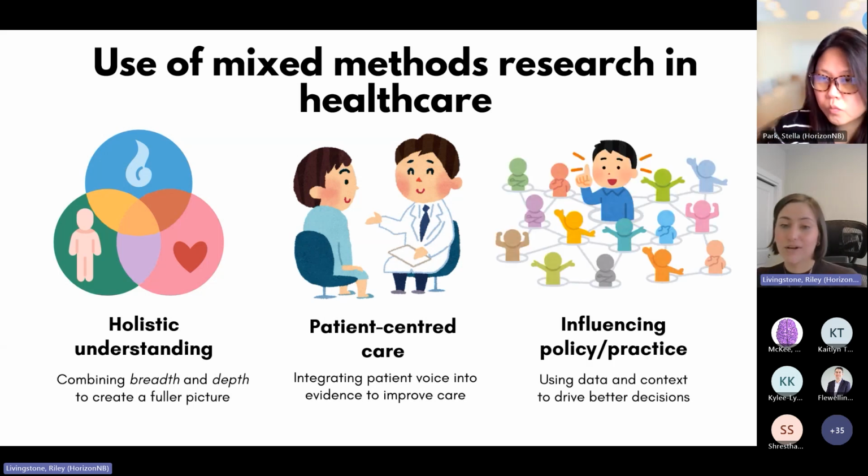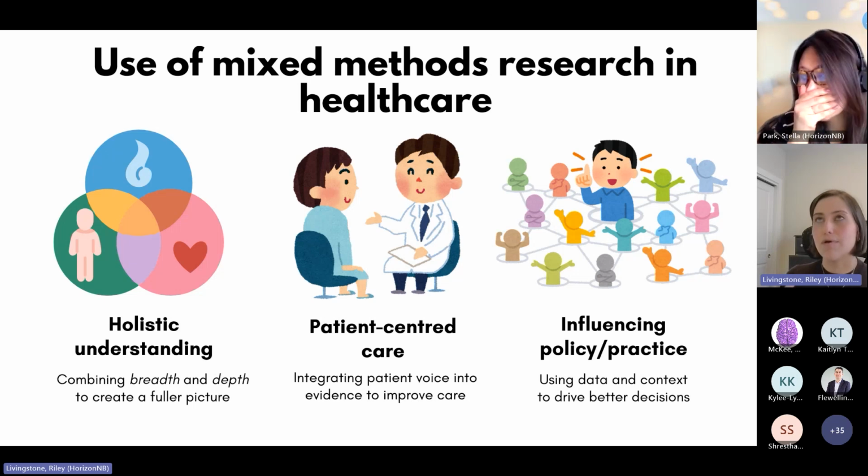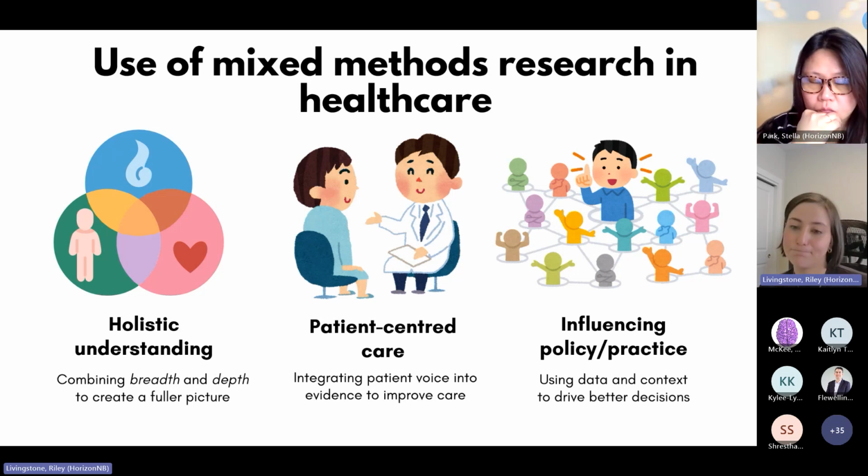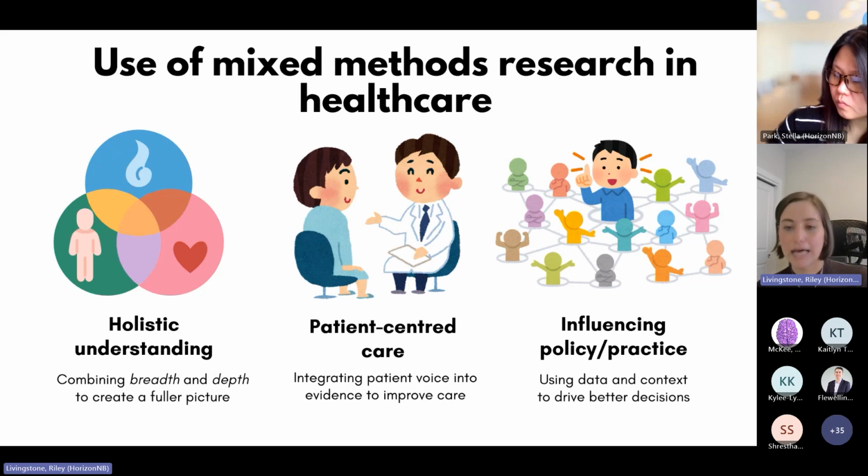Mixed methods research also has significant potential to inform healthcare policy and practice. Decision makers often seek quantitative evidence, such as cost effectiveness or health outcomes, alongside qualitative context, such as personal narratives or barriers to implementation. Numbers alone rarely drive decisions, right? The context and narrative behind the data often provide that compelling story that's needed to inspire action.